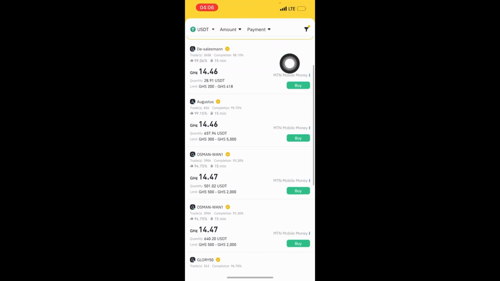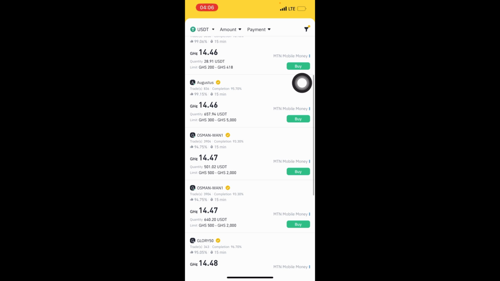So after that, this person is selling $1 for 14.46 Ghana cedis, but the limit is from 200 to 418. It means that if you want to buy 1,000 Ghana cedis of USDT, you can't trade with this person. This other person's limit is from 300 to 5,000 Ghana cedis, and it's using mobile money. It means that if you're using Telecash, you can't do this trade with this person.